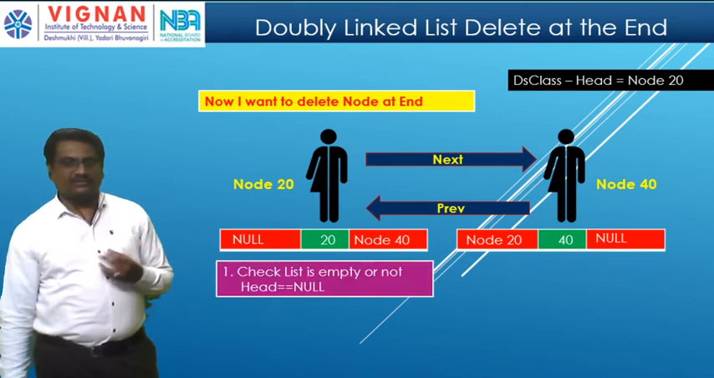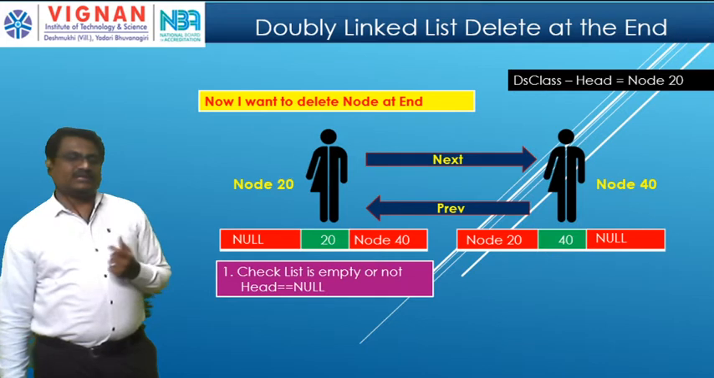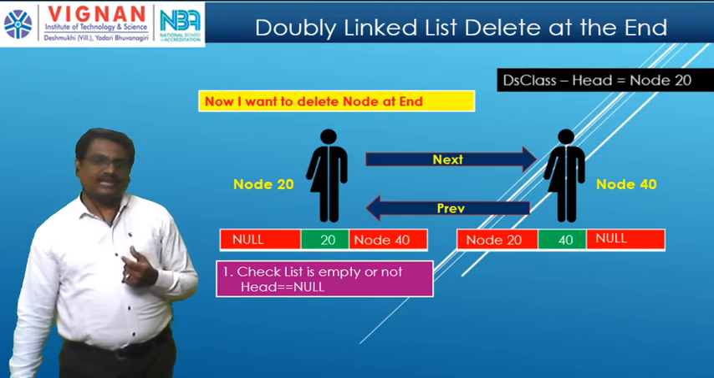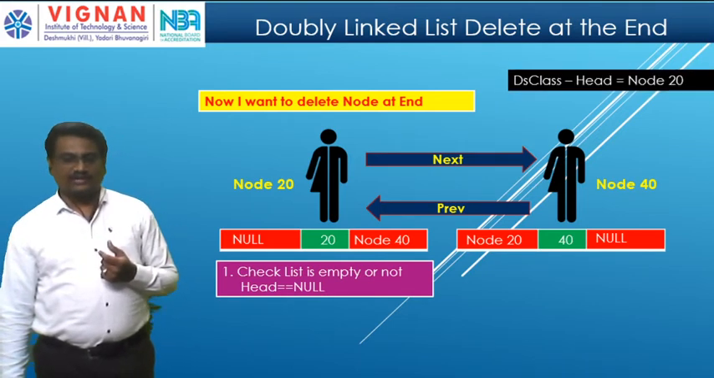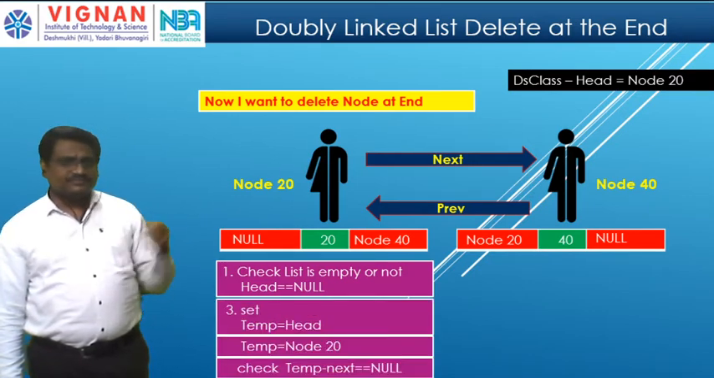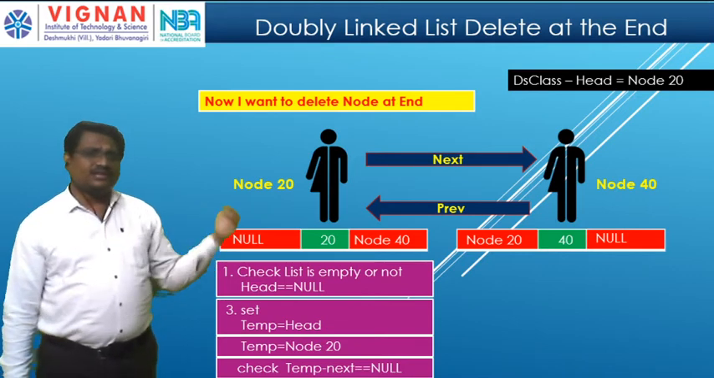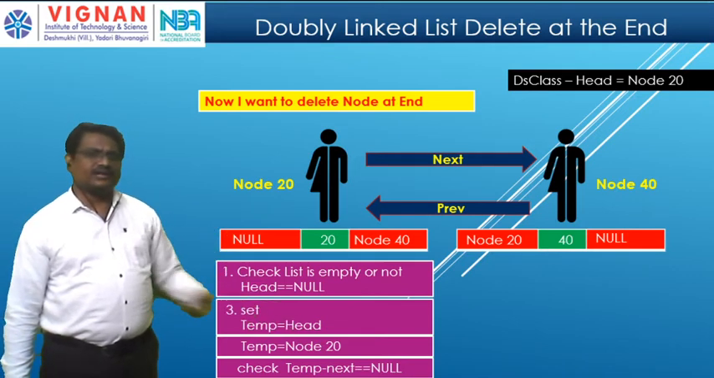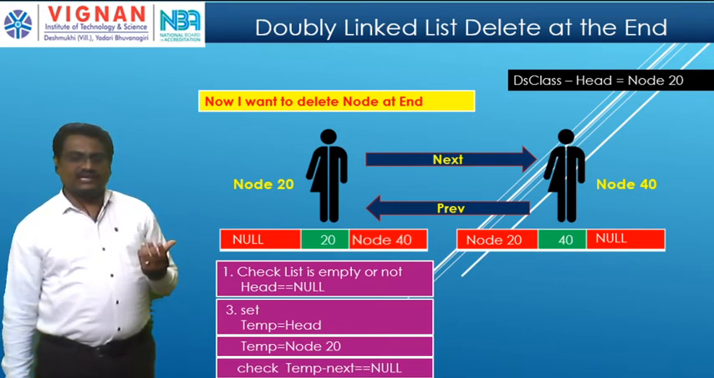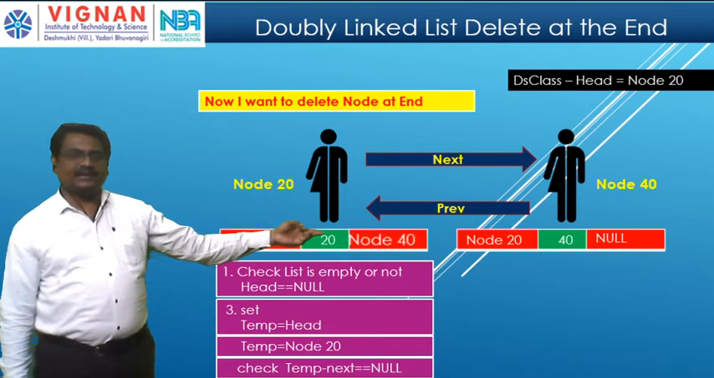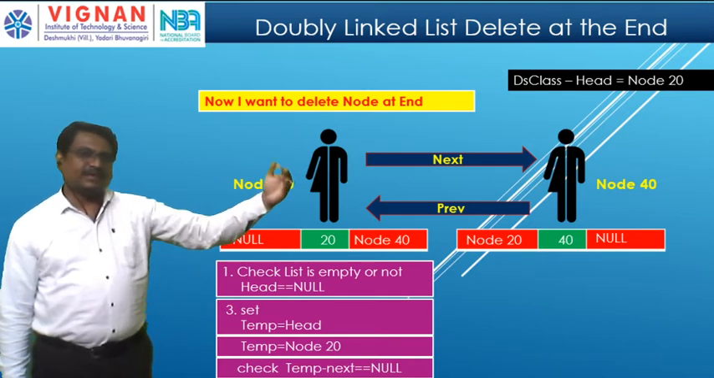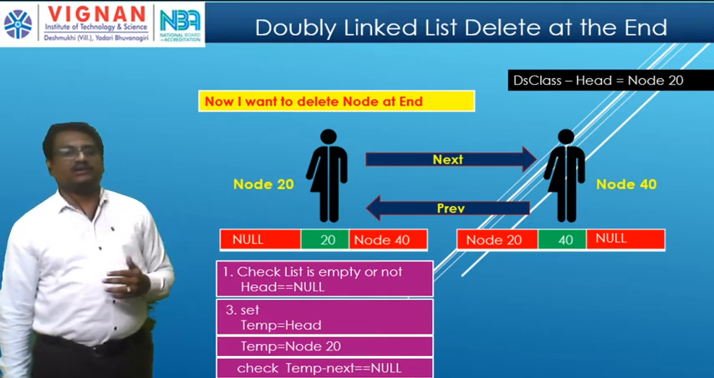Now what do I have to do? First I'm checking whether the linked list is empty or not. Here, if you see, the head element contains node 20, that means the head is not null. So what I need to do? I will go to the third step. Now here I will store the head value into a temporary variable, that is temporary equals node 20. Now checking whether the next element is available or not. Yes, the temporary next value refers to node 40. Am I right? So I will move on to finding the last element of the linked list.